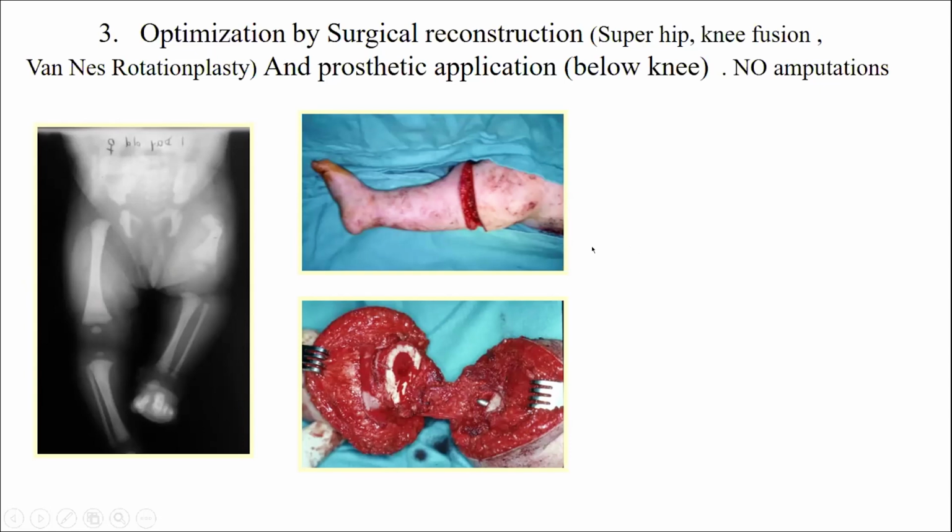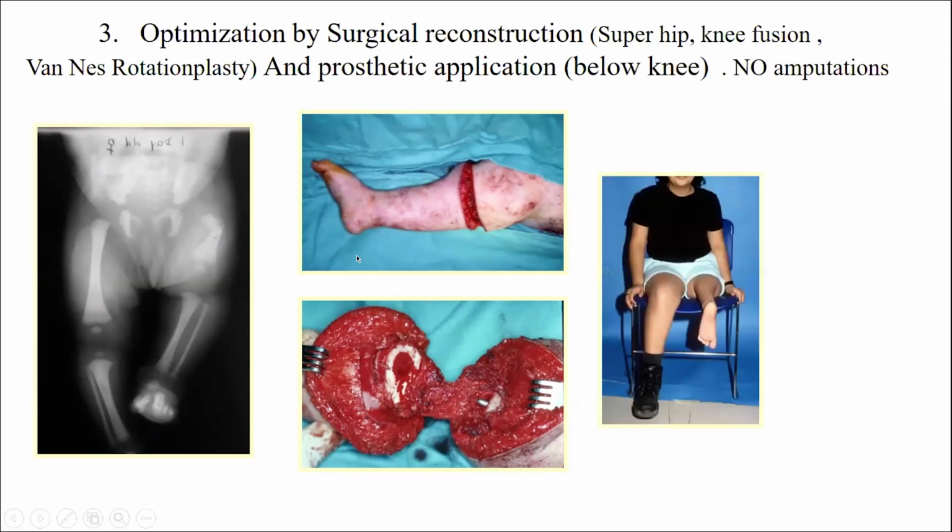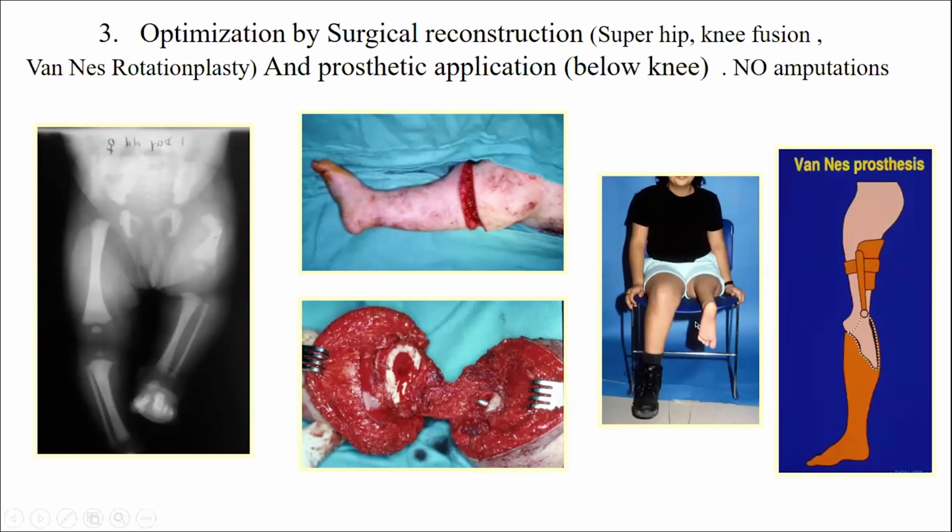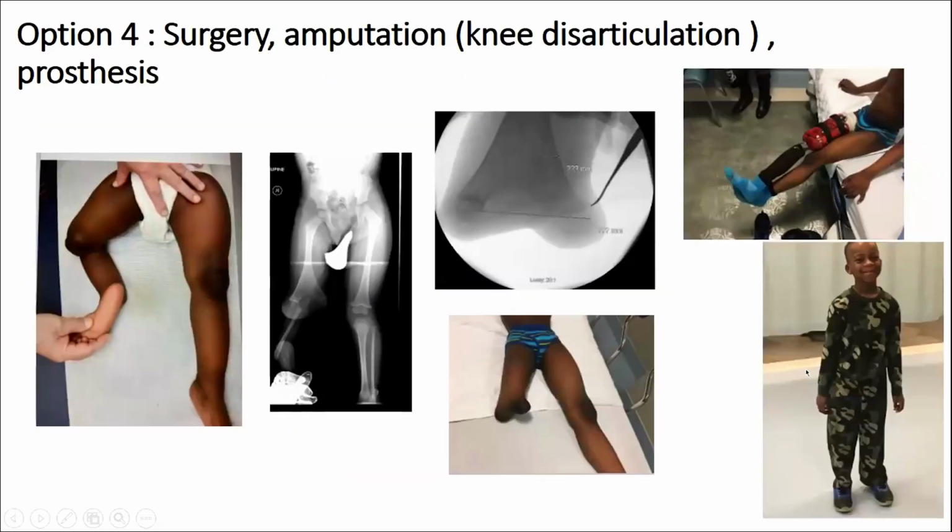And we have here some parents who simply refuse an amputation. Therefore, in a case like this, we have a severe PFFD, and here it was reconstructed using, you can say, a super hip, and then the Van Nes rotationplasty. That's the end result, where the ankle becomes the knee, and ankle preservation was done, and this is a Van Nes prosthesis.